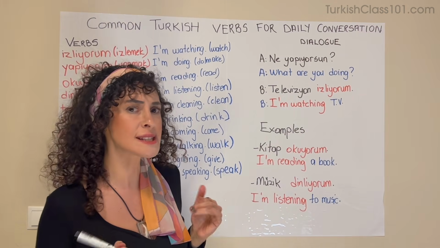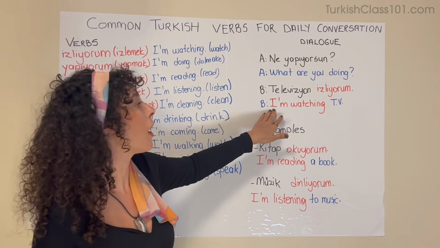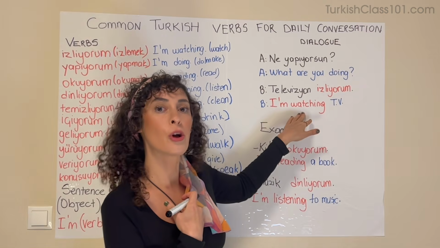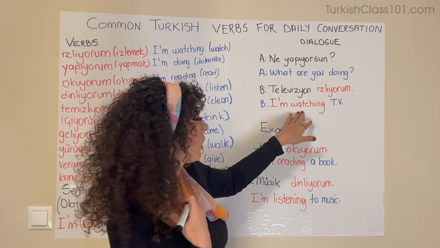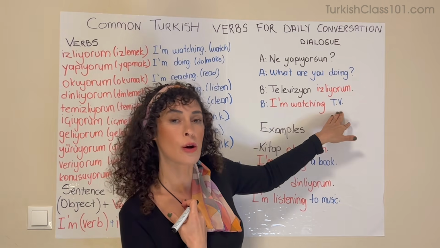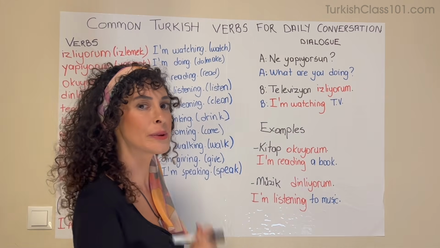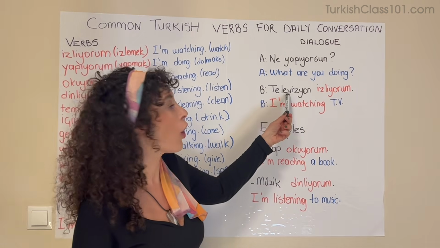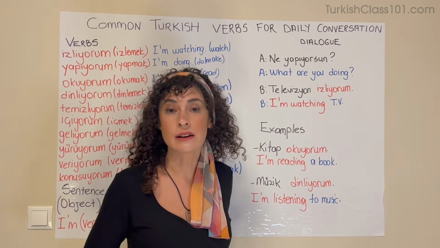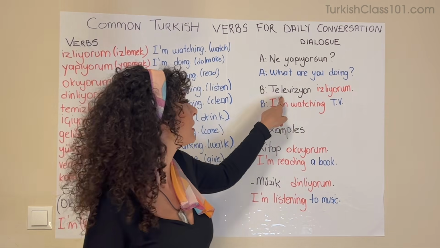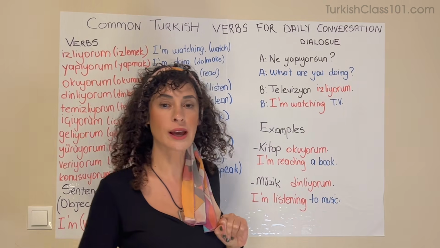And did you guys notice something else? In English, we first have subject, I, verb, watching, then object. Subject, verb, object. But in Turkish, it is a little bit different. We have the object first, televizyon, verb, later, izliyorum. Televizyon, izliyorum. Object, verb. Okay?